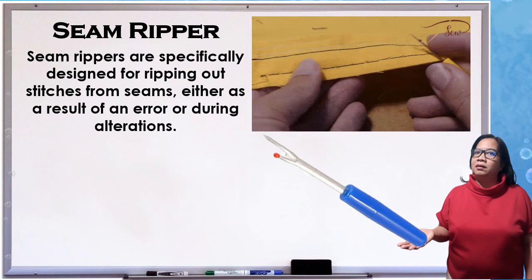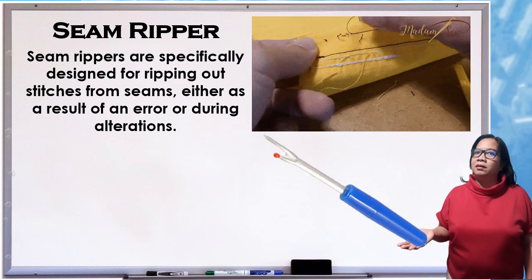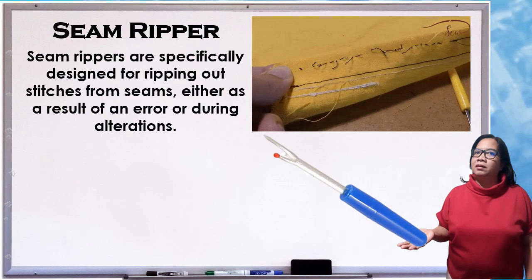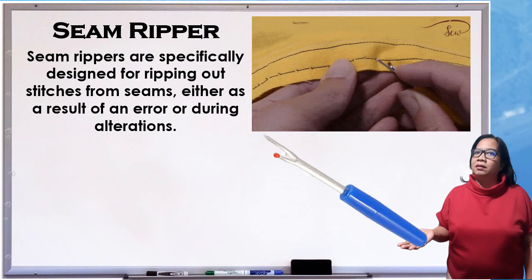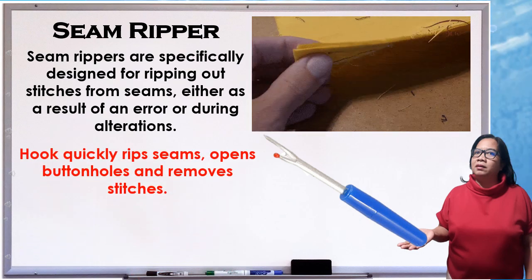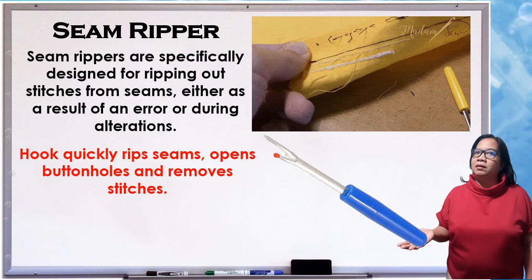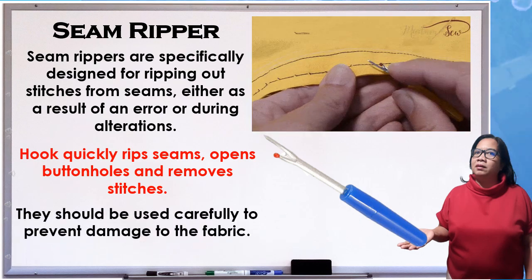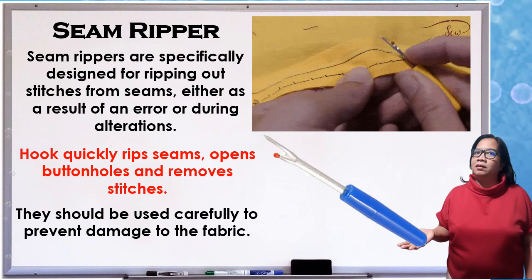alterations. So if you need to remove stitches which may be caused by being sewn in the wrong direction, or stitches which should not be in that place, or your sewing machine is skipping stitches, this is the sewing cutting tool to use. The hook of the seam ripper quickly rips seams, opens buttonholes, and removes stitches. The seam ripper should be used very carefully to prevent damage to the fabric.